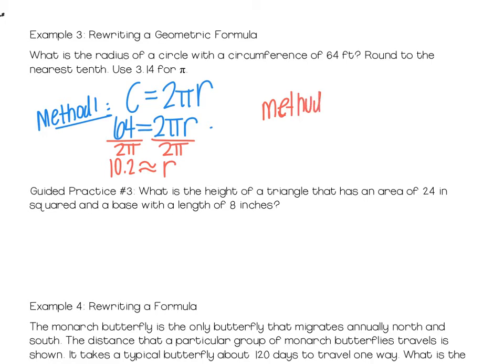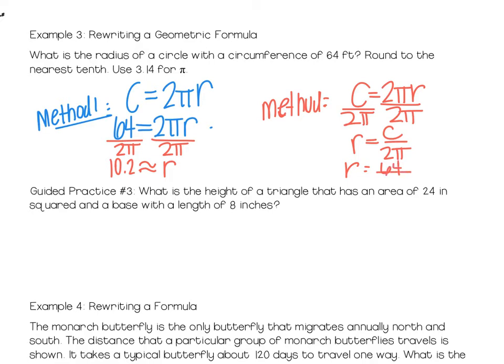Then we have this other method where we solve for r first. So we've got C equals 2 pi r. What if we solve for r first and divide by 2 pi? So my formula for the radius is going to be r equals C over 2 pi. Then we know C is 64, so we plug in 64 for C, and that still gives me 10.2. So either way, you should get the right answer. And knowing 2 ways to do it is a good way to check yourself.